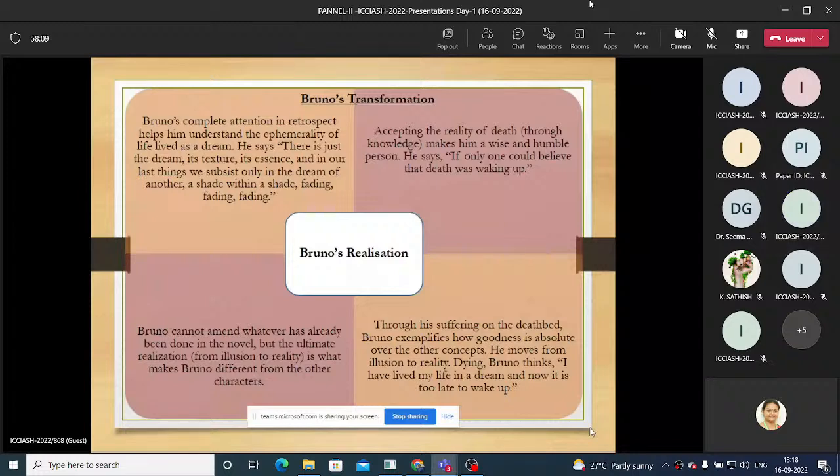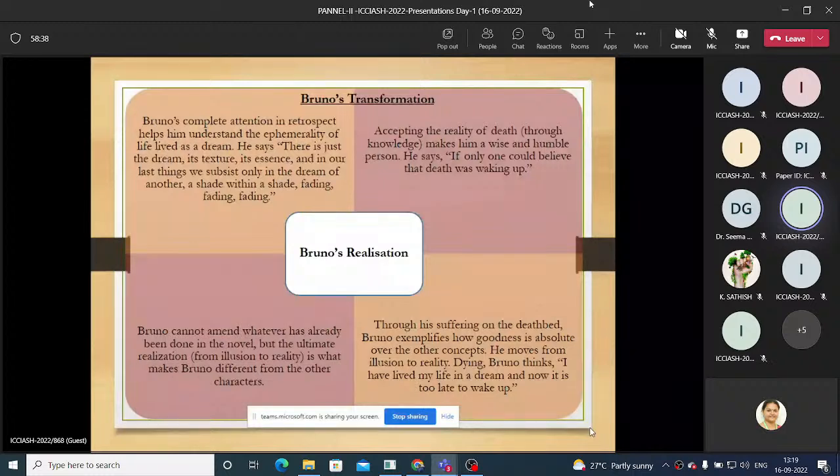So each of us has to understand this. All of us feel total grief when somebody passes away. We are not able to come out of it. Even though we are all aware that we are born to die one day, we cannot accept the reality of death. So that's what causes the grief in each of us, right? Accepting the reality of death through knowledge, that is, through right understanding, makes him a wise and humble person. He says, if only one could believe that death was waking up.